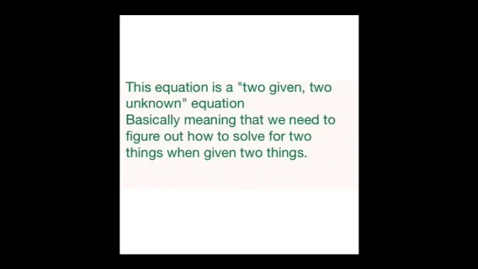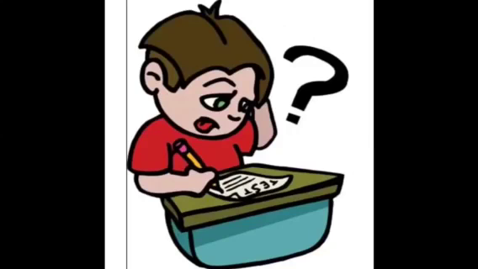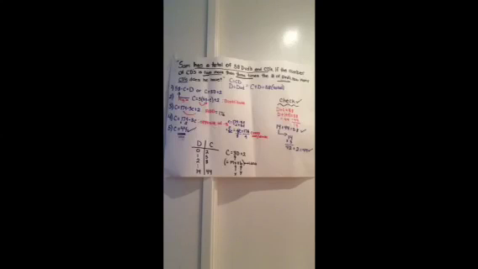Sam has a total of 58 DVDs and CDs. If the number of CDs is 2 more than 3 times the number of DVDs, how many CDs does he have? First step, I put the CDs and DVDs into two variables, C and D. And C plus D equals 58, which is the total, which is what it says in the question.